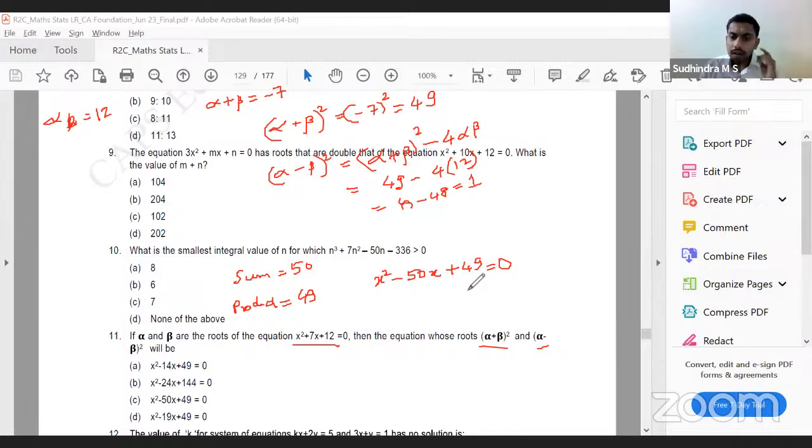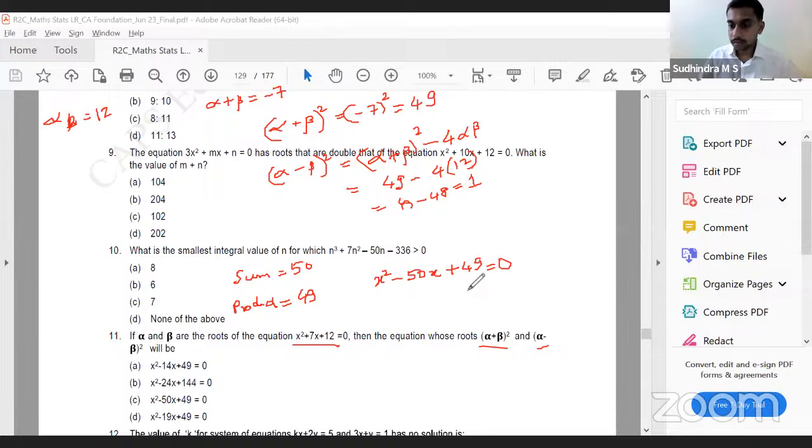49x plus 1 is equal to 0? Why? The equation is x square minus sum of the roots into x plus product of the roots equals 0. Sum of the roots is 50, product of the roots is 49. So x square minus 50x plus 49 is equal to 0.